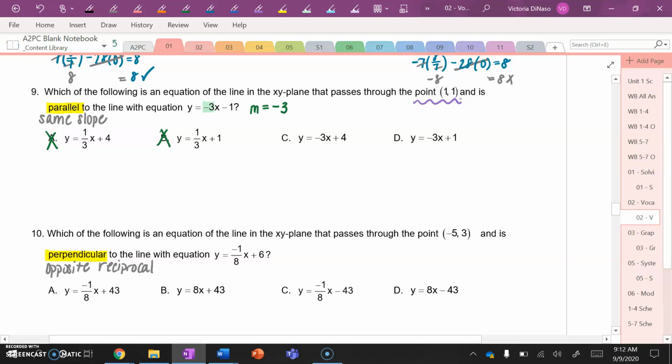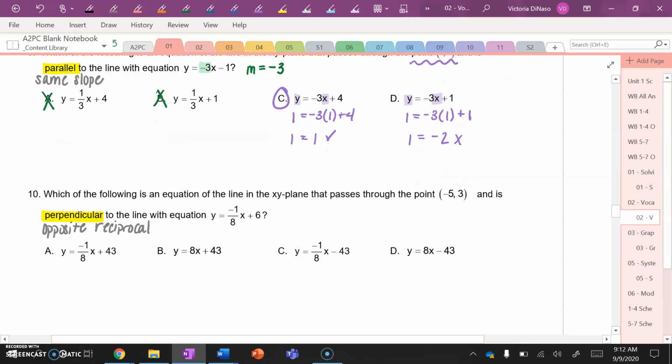the point (1, 1), what I'm going to do is take my x and my y and input them into x and y in the actual equation. So we have 1 equals negative 3 times 1 plus 4, and then we also have 1 equals negative 3 times 1 plus 1. For letter C, you'll get that 1 equals negative 3 plus 4, which is 1, which is true, whereas letter D, we get 1 equals negative 3 plus 1, which is negative 2, which is not true. Therefore, my answer is C.